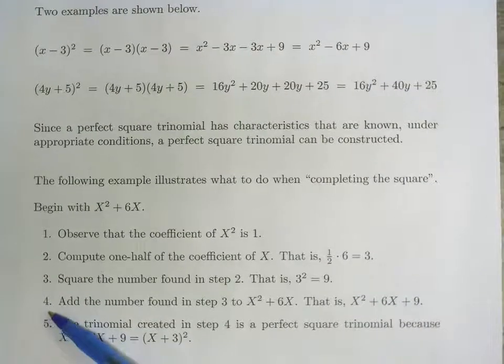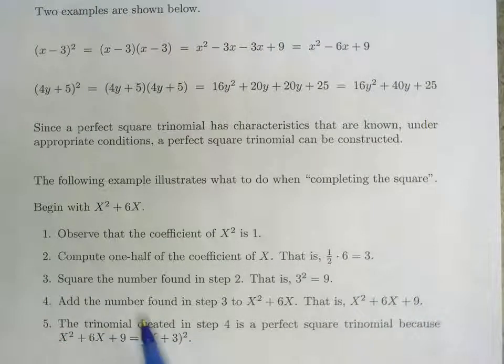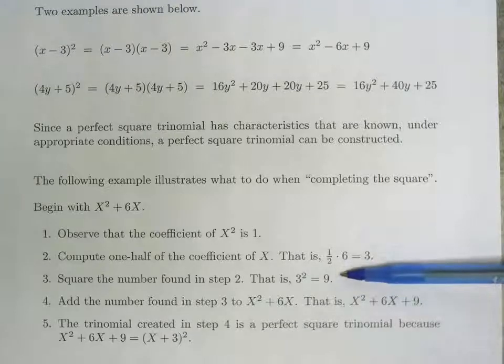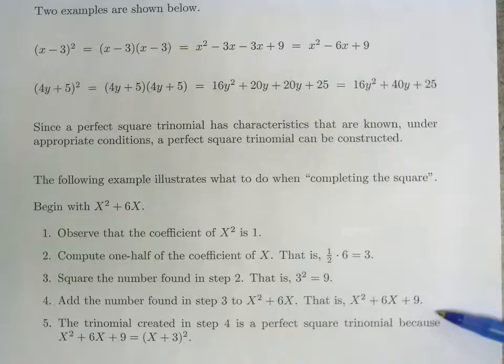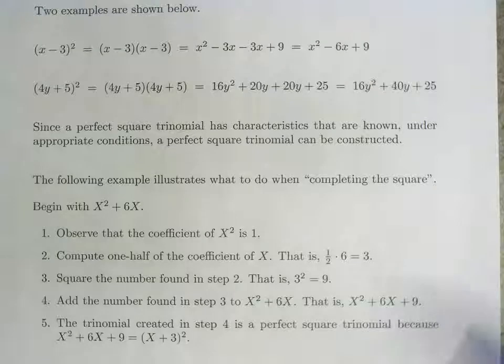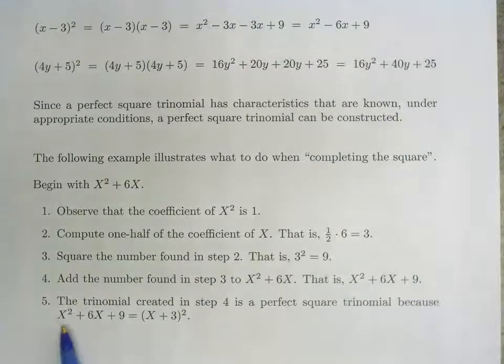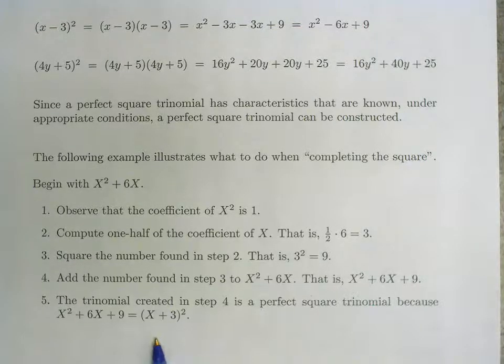Then in the fourth step of this procedure, we add the number that we found in step 3 to x squared plus 6x. The number we found in step 3 is 9, so we add 9 to x squared plus 6x to get x squared plus 6x plus 9. And then finally, the trinomial created in step 4 is a perfect square trinomial because x squared plus 6x plus 9 is equal to the binomial x plus 3 squared. That's an application of the definition of a perfect square trinomial.